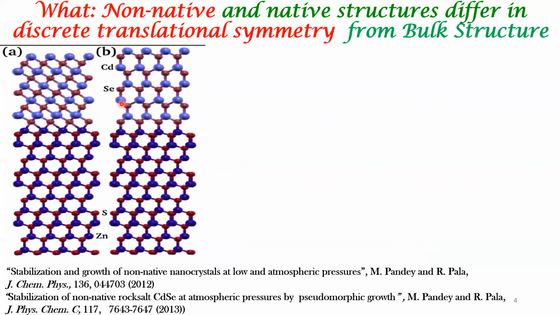Here I show the bulk structure of CdS. It has a wurtzite structure. As opposed to this structure, this is the rock salt structure of CdS. CdS has been stabilized in the rock salt structure by certain procedures. That's not important. But all I want to emphasize here is the definition of non-native structure. That is, it has a different discrete translation symmetry from the bulk structure.